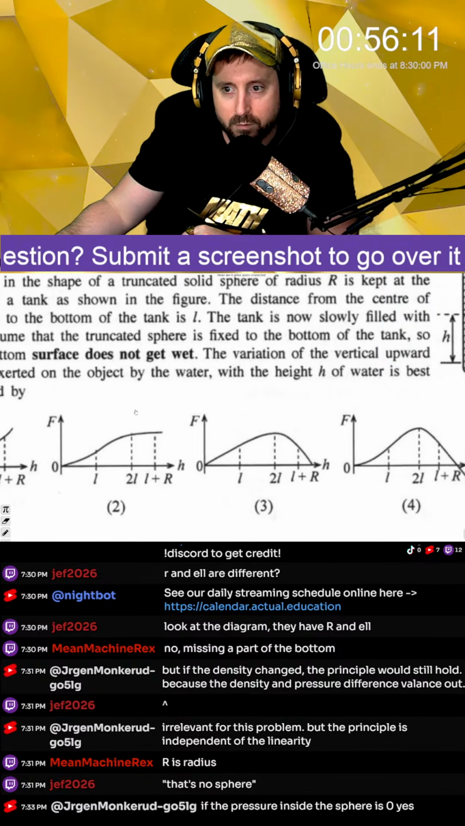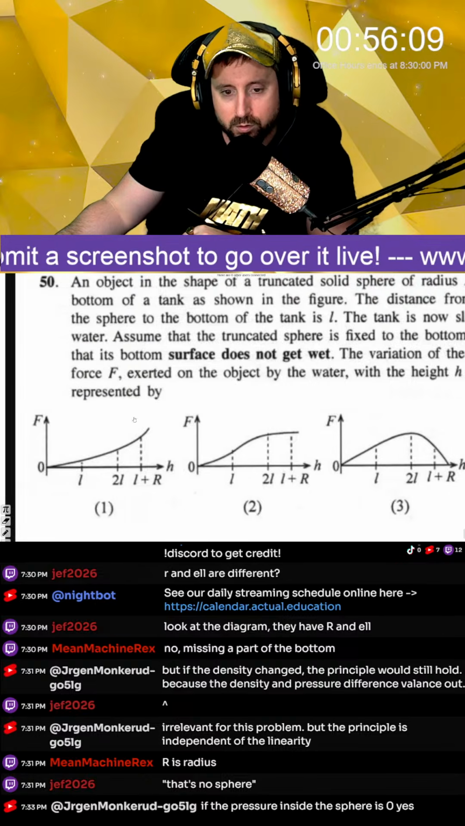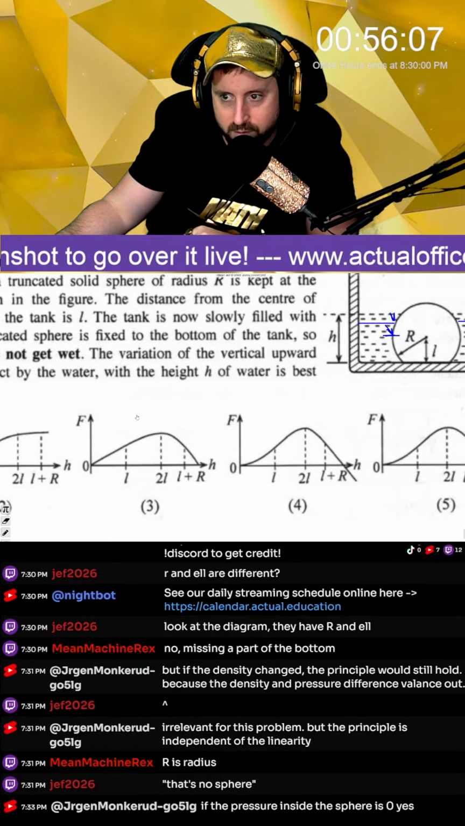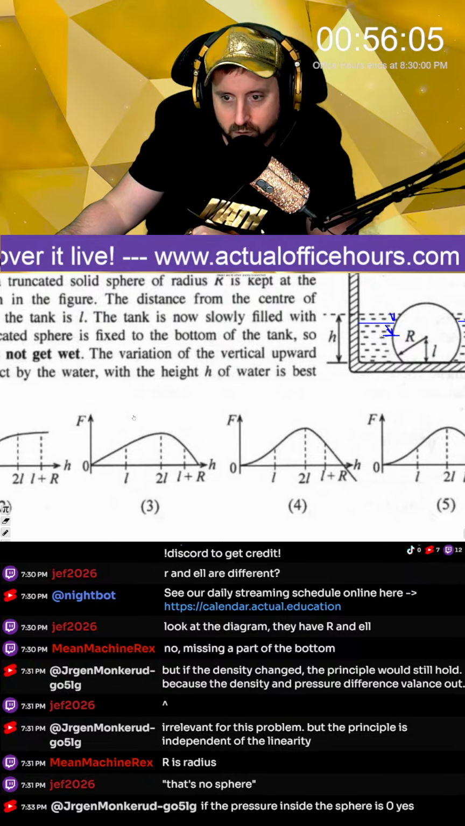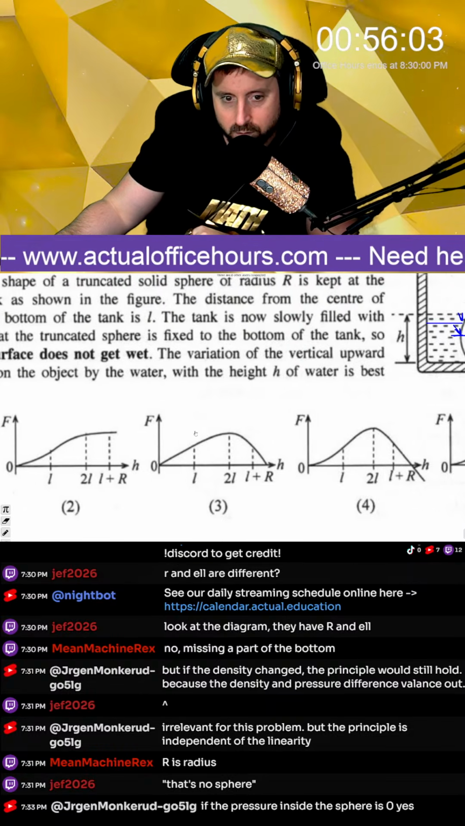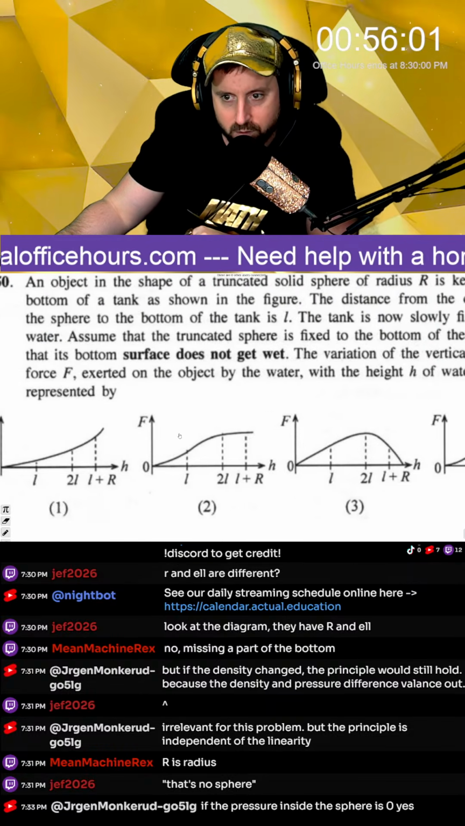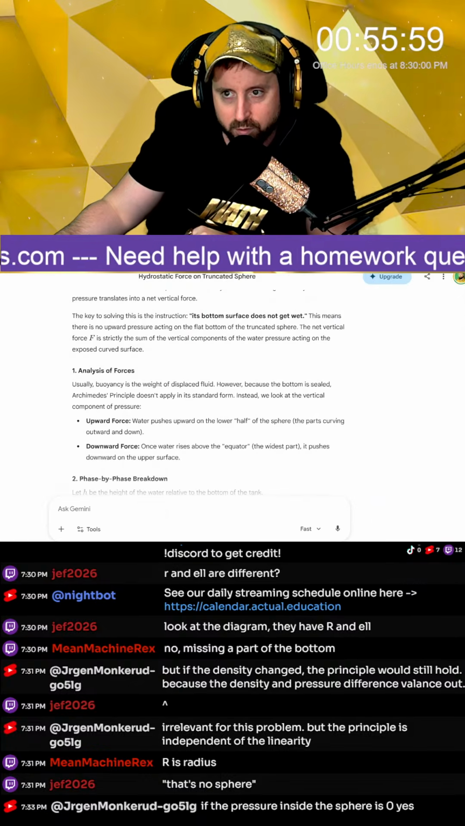So let's see. The vertical upward force, I think it would increase up to L, and then it should start decreasing. But none of these have it decreasing. Interesting. Okay, let's keep reading.